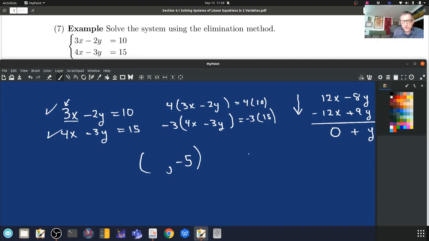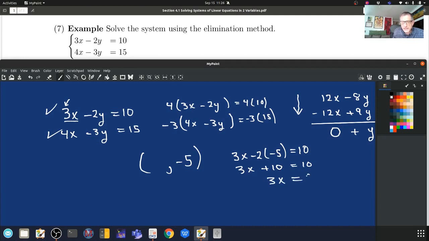So it doesn't matter which choice, so I'm over here now. I'm going to have 3x minus 2 times minus 5 is equal to 10, and I'm going to solve for x. So that gives me 3x plus 10, because minus 2 times minus 5 is equal to 10. So I'm going to subtract 10 from both sides.